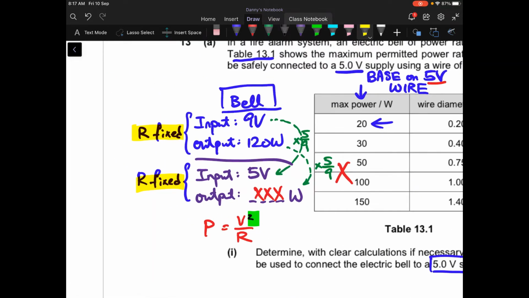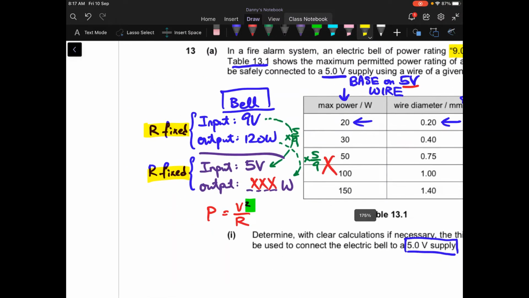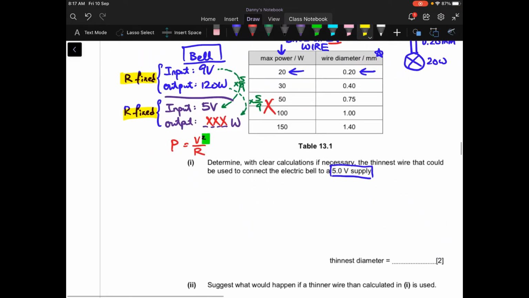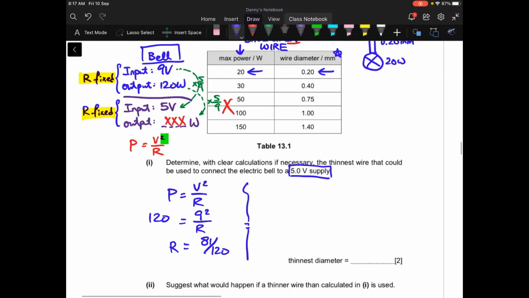So what you should do is find the R first, because the resistance will not change even though you change the input EMF. So what you can do is, of course, use this formula, right? And then you go and sub all this in, and you'll be able to get a fraction like that.